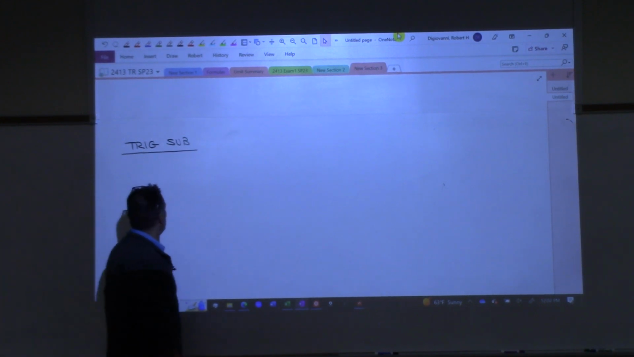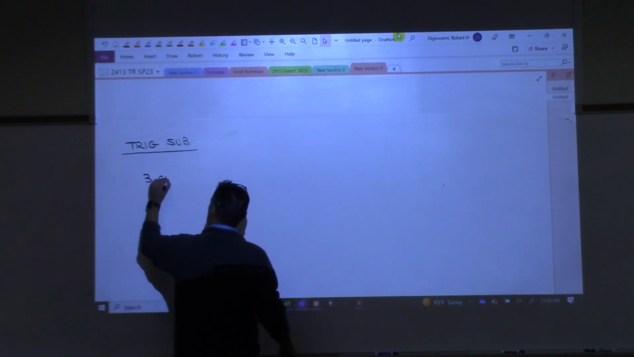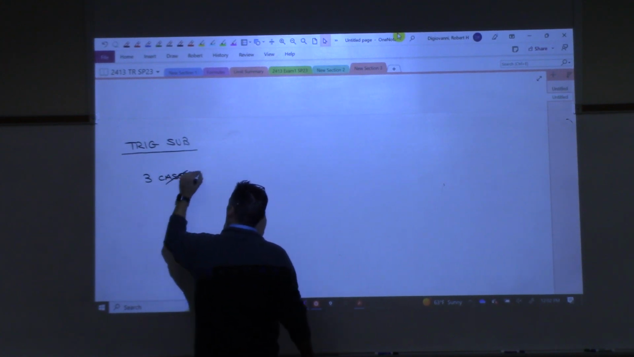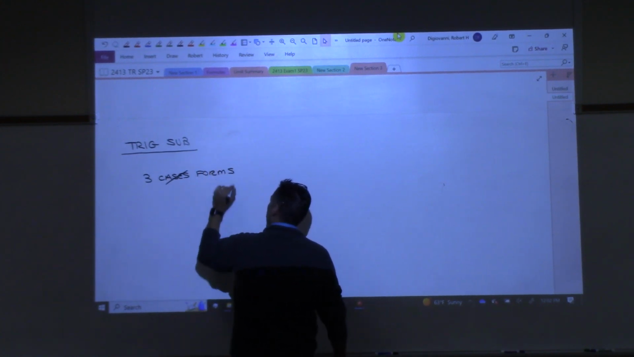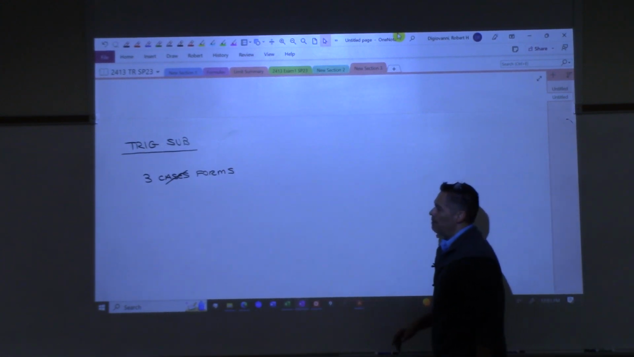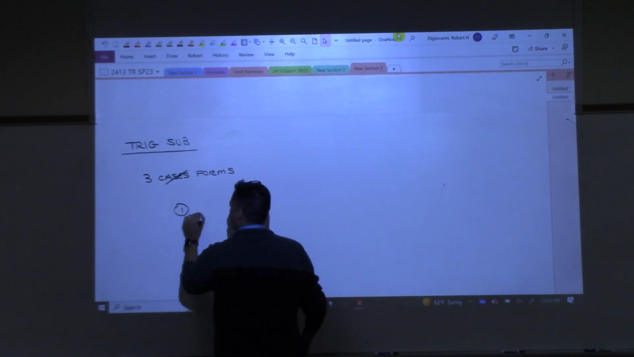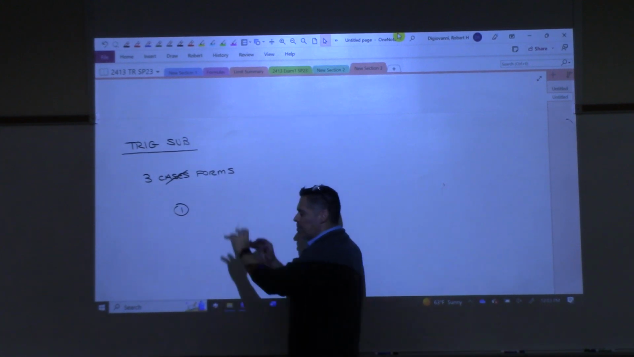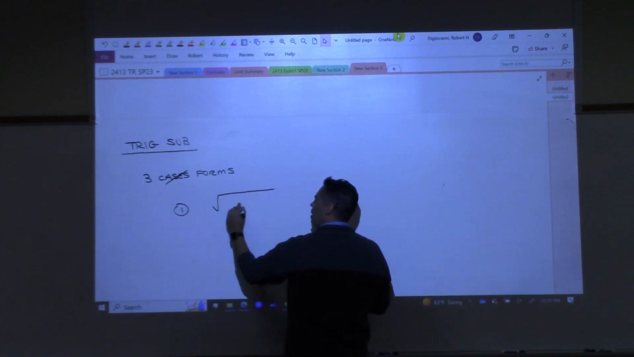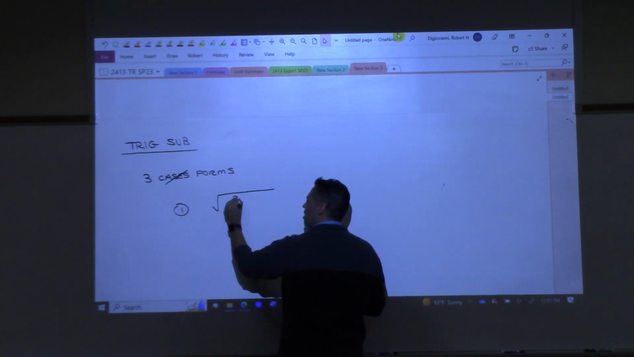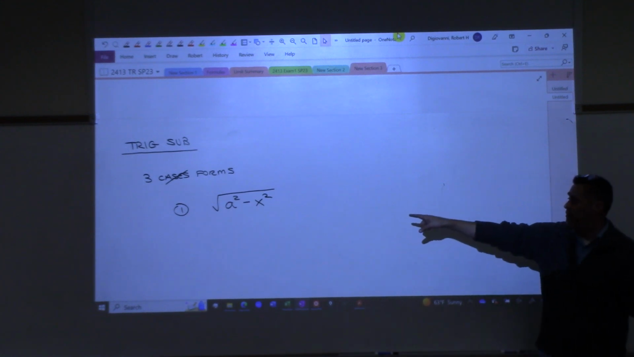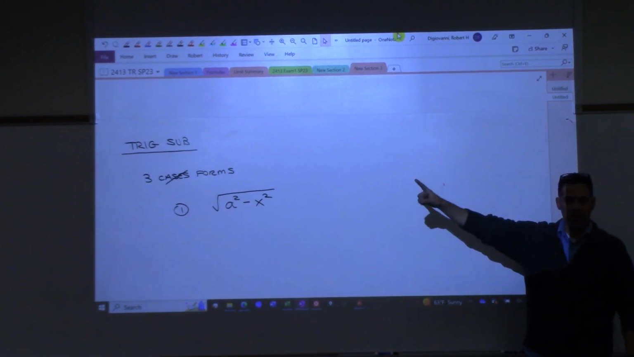I want us to look at there's going to be 3 cases that we're going to be looking for. Or I shouldn't say 3 cases, it's 3 forms, okay? There's 3 forms of integrals that we use this trig sub for. The first form is when we see somewhere in the root, somewhere in the integral, the square root of some constant, I'm going to call a squared minus the variable squared. That's the first form. If we ever see an integral that involves that, we're going to be thinking trig sub.